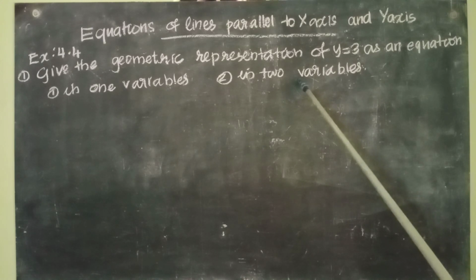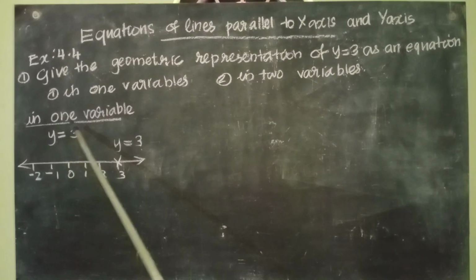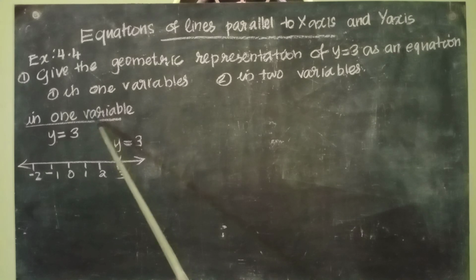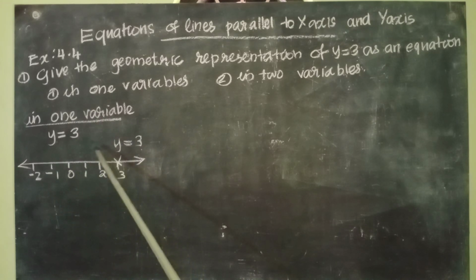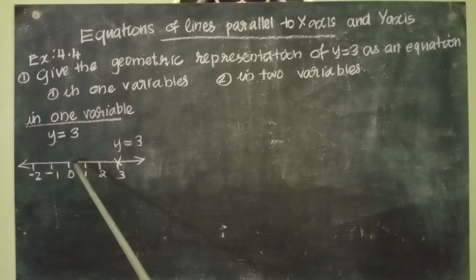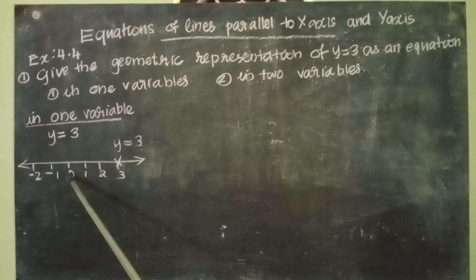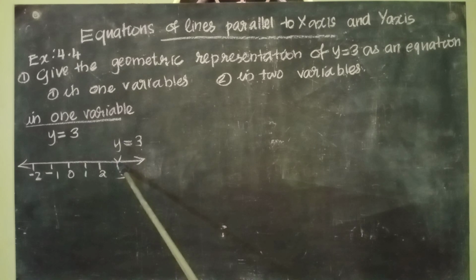First, we can draw the number line. Case 1: in one variable, that is on the number line, y = 3 on the number line. So we have drawn the number line here. y = 3, positive 3, is on the right side of 0. This is 0, 1, 2, 3. This is the point y = 3 on the number line.